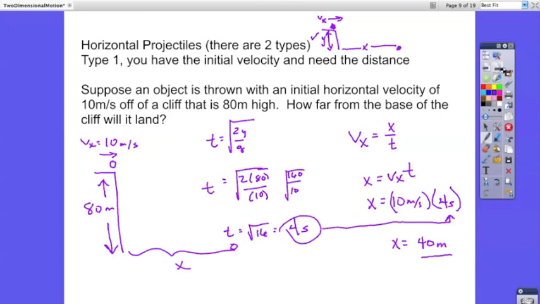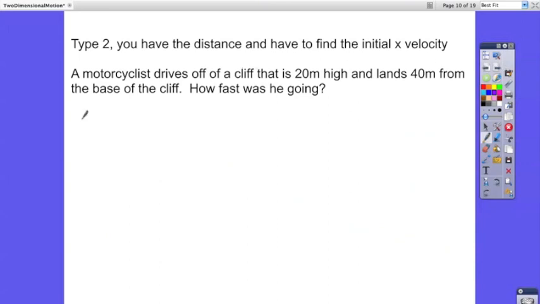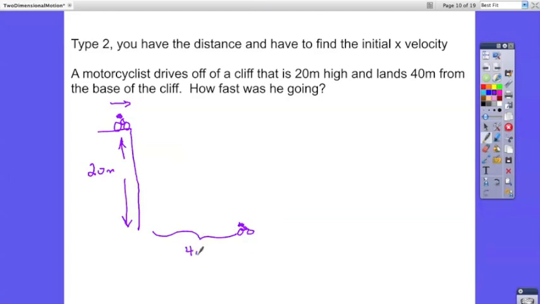Let's do one more example. A motorcyclist drives off a cliff. This is not a dark and dreary problem. He wants to drive off a cliff. He's like Evel Knievel or something. So a motorcyclist drives off a cliff that is 20 meters high. So y is 20 meters, and lands 40 meters, all happy and healthy, from the base of the cliff. How fast was he going?